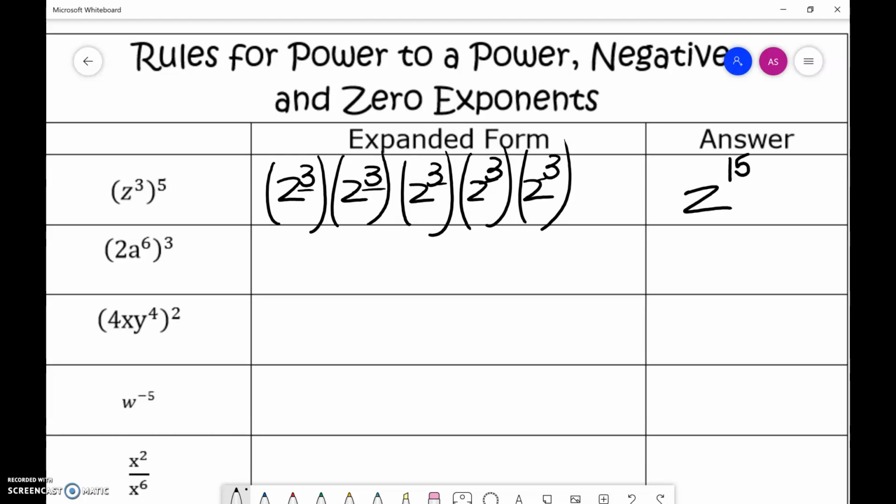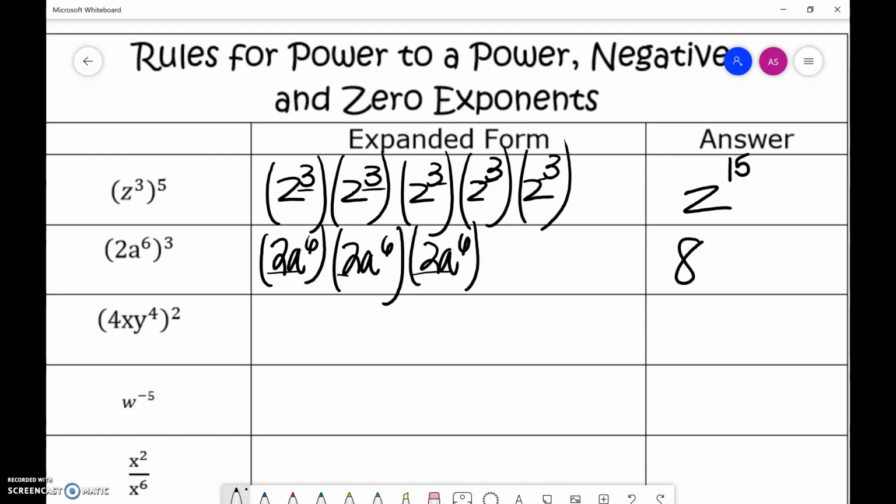My next one, I have 2a to the 6th power, all raised to the 3rd power. Okay, so that means I'm going to have 2a to the 6th 3 times. So let's write that out. And we know from our product rule yesterday, we again add the exponents and multiply your coefficients. So I'm going to look at this as 2 times 2 times 2, which is 8. And I have 6 plus 6 plus 6, which is 18. So I have 8a to the 18th power.